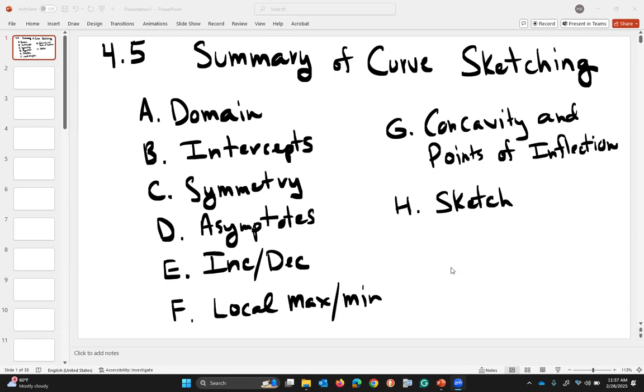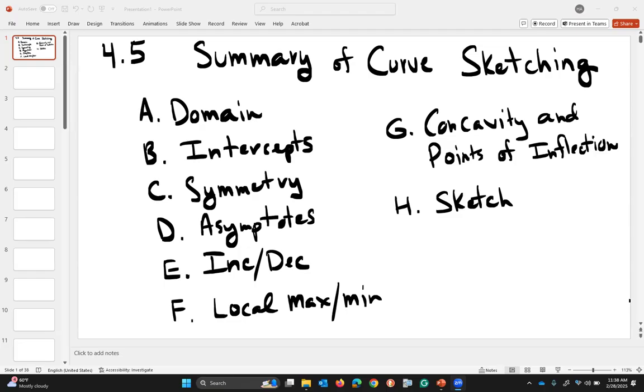All right, guys, let's go with it here. So 4.5, we got summary of curve sketching. We're going to put everything together we've learned so far in chapter 4. On the homework, it says use the guidelines in this section to sketch the curve. That's what we're doing.